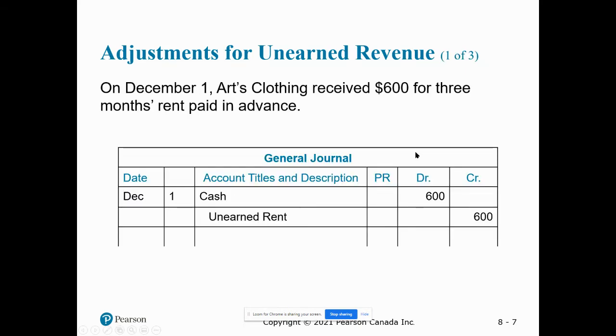So in this example, it says on December 1st, Arts Clothing received $600 for 3 months rent paid in advance. So Arts Clothing is probably sub-renting some space. They got $600, but the company that's renting from them hasn't used the rent yet. So this is unearned rent. And then each month, we would record 1 month's rent from unearned rent and recognize it as revenue. If this is 3 months, that means that each month is worth $200.